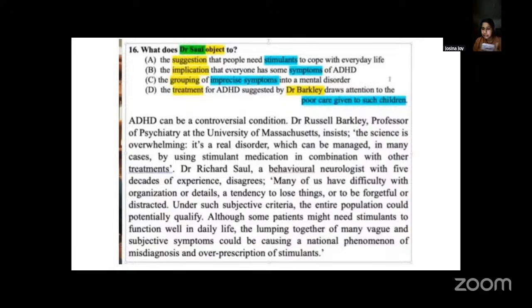So here, concept-based hedging words are stimulants, symptoms, and treatment. And according to further strategy, in option B, we can see everyone. Everyone is the absolute, and the meaning is also absolute. So we can eliminate option B. Then our question is asking about Dr. Saul object. But in option D, they are telling other opinion. Other means Dr. Barkley opinion. So we can eliminate option D as well. Then can you change the slide?